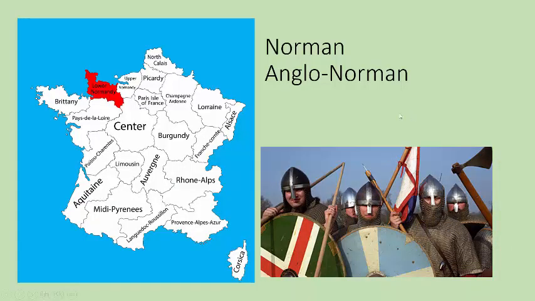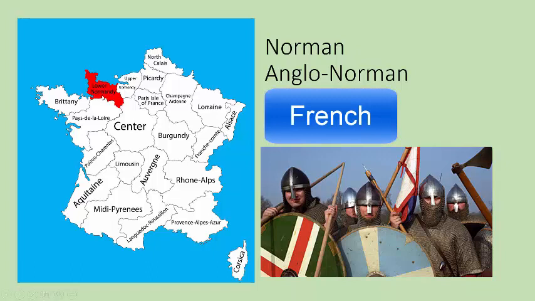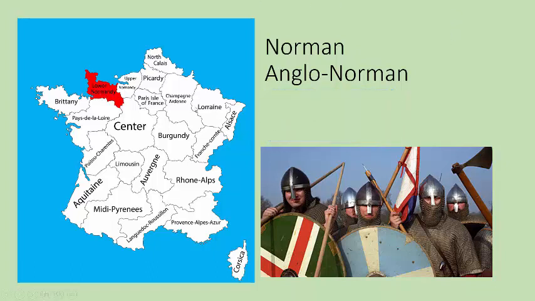Now, you may also see Norman or Anglo-Norman. If you see these words, it's definitely French. The Normans came from Normandy, and they were the French people who invaded England in 1066. They're not true French. They were actually Vikings that conquered this area of France and became French, learned to speak French, a dialect of French, and then went and conquered England because they were Vikings and that's what they did. So if you see Norman or Anglo-Norman, it's going to be French.